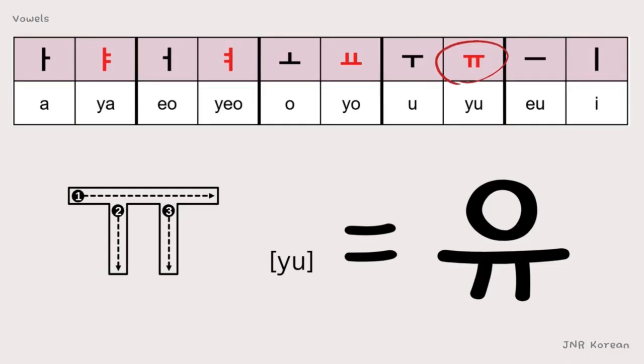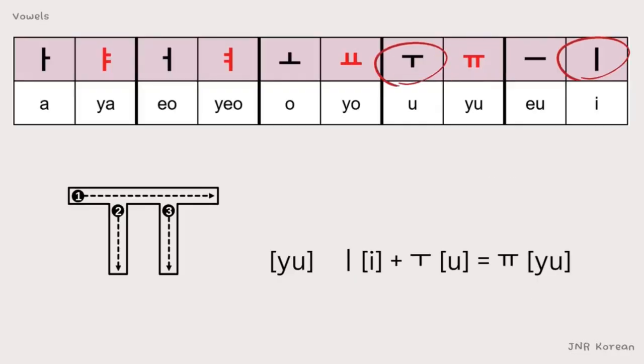For the eighth vowel, draw a long line from left to right first, then two short lines under the long line. This is pronounced as yu by combining the semivowel sound of e with the vowel of u. E plus u makes yu.